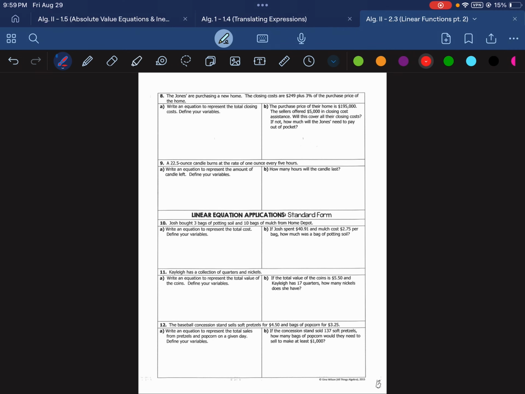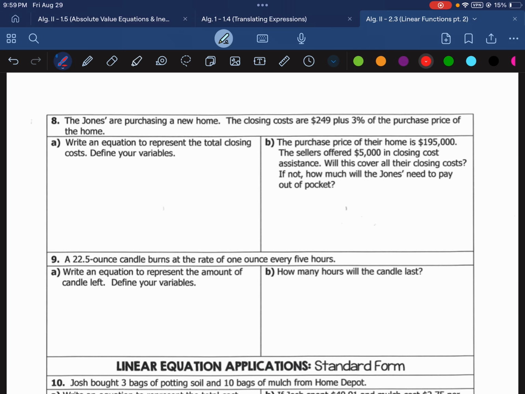Moving on to example 8 here, the Jones are purchasing a new home, and the closing costs are $249 plus 3% of the purchase price of the home. And similar to example 7, we'll set up our equation and define variables on the A part, and on the B part, we'll use that equation. So write an equation to represent the total closing costs and define variables.